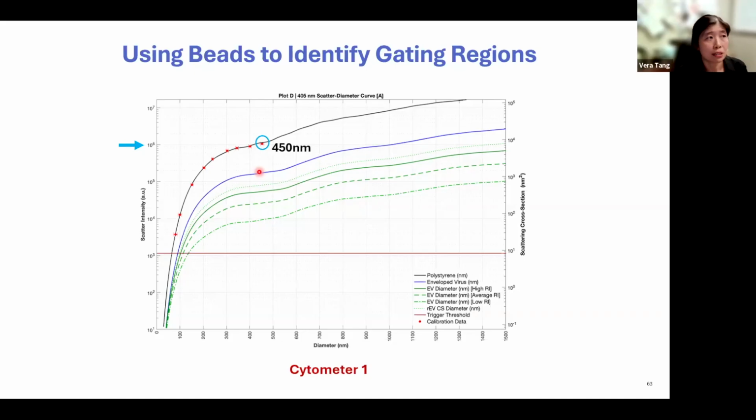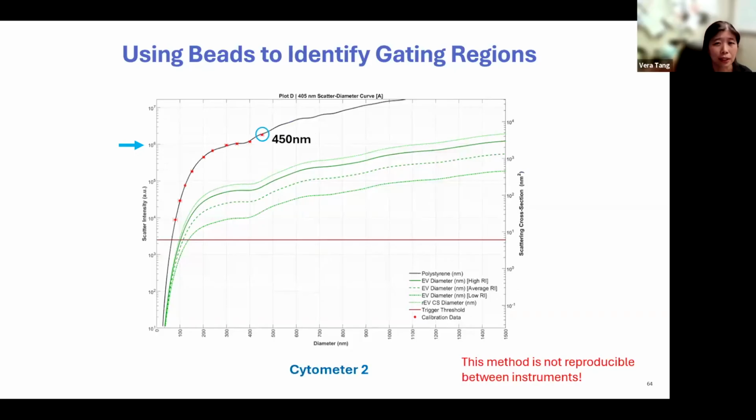Like you could probably maintain concordance within your own instrument, but if somebody wanted to repeat your data and find the same region, if they were to use the same strategy of gating on beads, you will not find the exact same region because this correlation is not linear. This correlation is unique to that instrument collection angle and that alignment and that geometry of your flow cell. So hopefully that answers a little bit.